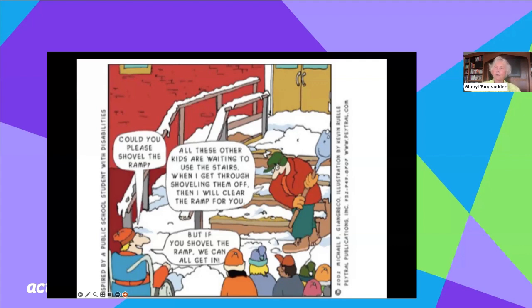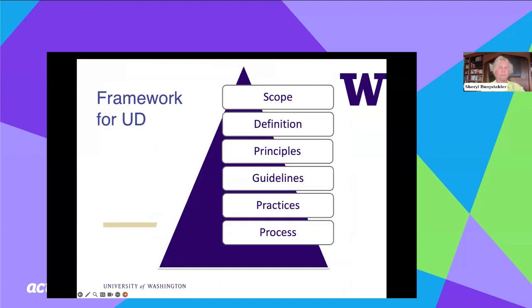And then the young man in the wheelchair, who's self-determined, by the way, says, "But if you shovel the ramp, we can all get in." And it's looking for that inclusiveness. What everybody can use. We don't say we don't want to have steps. It's fine to have steps. It's just that whenever possible, make the main entrance the most accessible one.